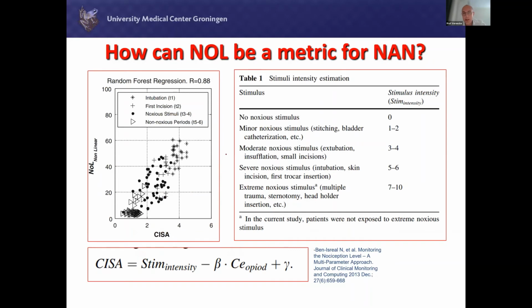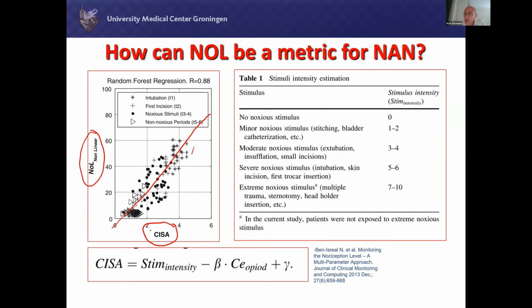Let's have a look at the original study where the NOL was developed, because that will give you the best understanding of what you can expect from this NOL index. It is a single number ranging between 0 and 100, and it correlates almost in a linear fashion, with very low variability, with a parameter called the CISA. It is the composite index of stimulation and analgesia.